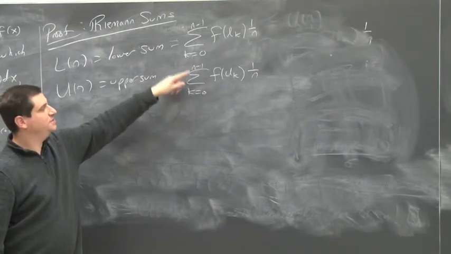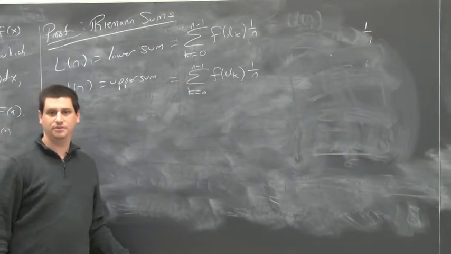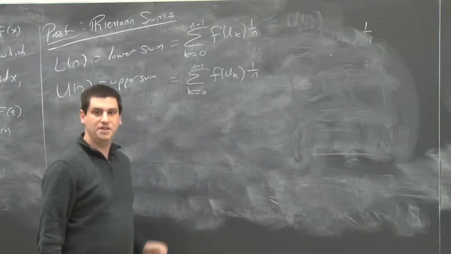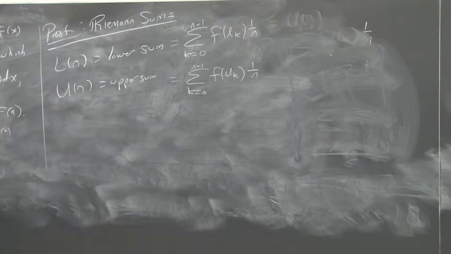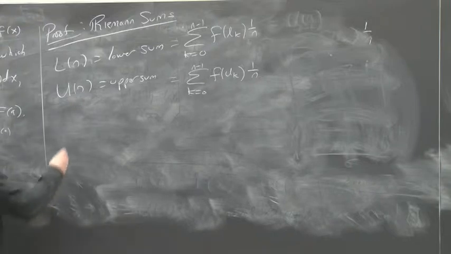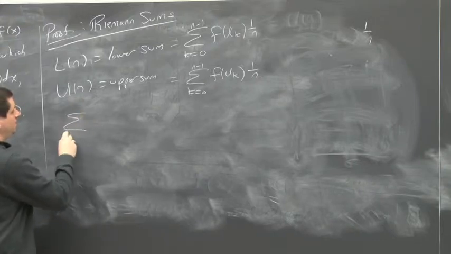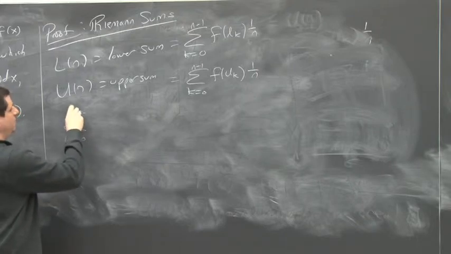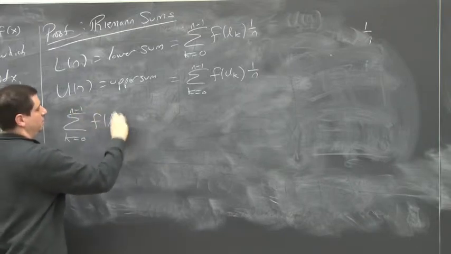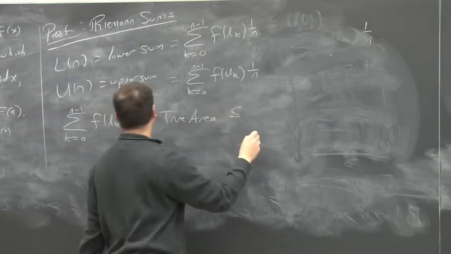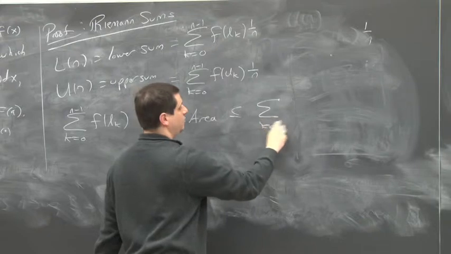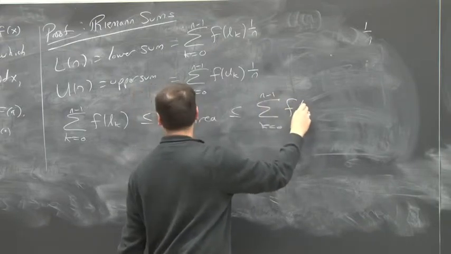How many numbers are there from 0 to n minus 1? There's n numbers, right? And so we do have our n intervals. We just have the annoyance that we start our counting at 0, but we do have our n numbers. And we know the following wonderful fact. The sum, k goes from 0 to n minus 1, of f of lk is less than or equal to the true area, which is less than or equal to the sum, k goes from 0 to n minus 1, of f of uk.